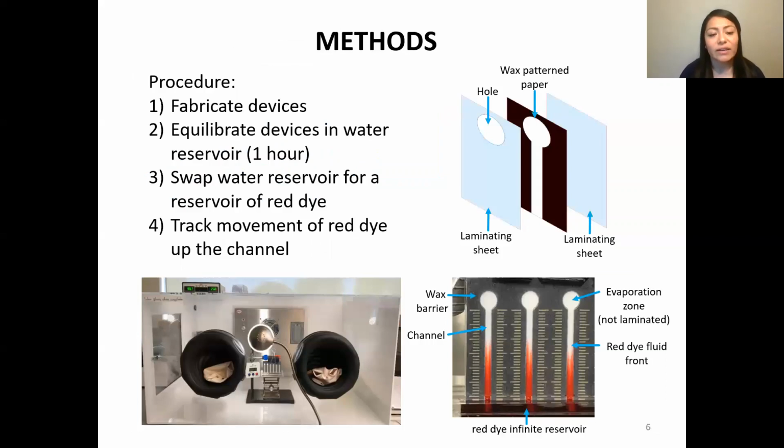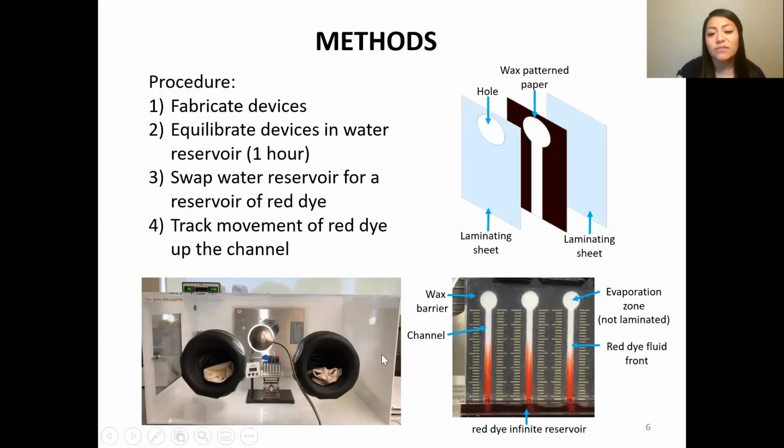We first fabricated our devices by printing our wax pattern into a piece of chromatography paper. We sandwiched it between 2 pieces of laminating sheets in which one of the sides had a hole that served as the evaporation zone. We took our device inside the environmental chamber where we could control the temperature and humidity of the environment, and we submerged the bottom of the device into a bath of nanopure water for 1 hour.